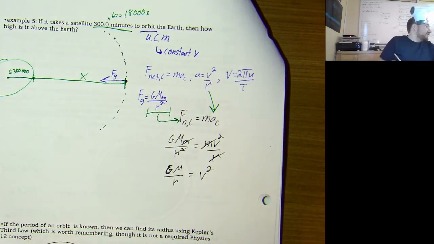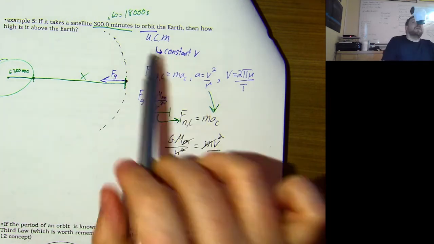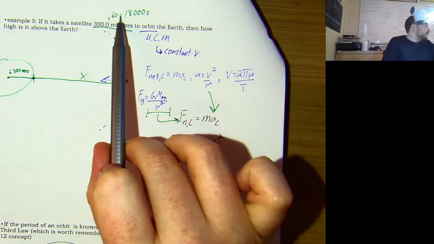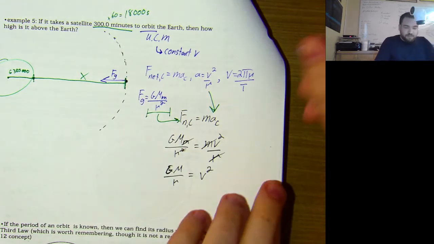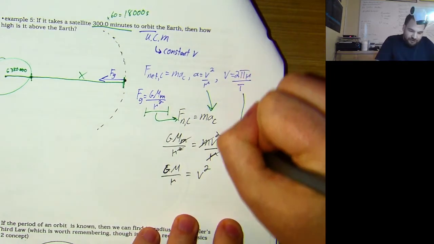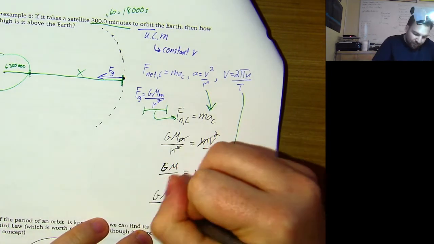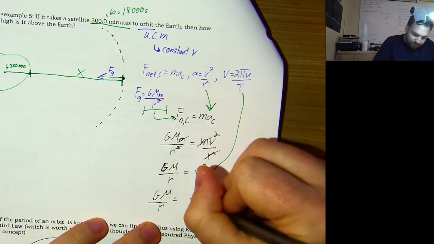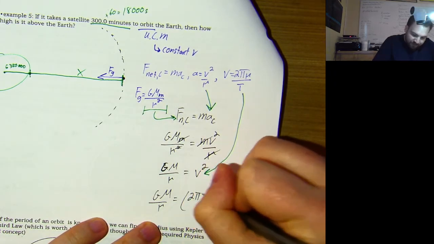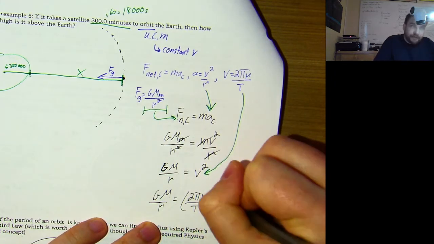Now, the suggestion that I heard, but I can't remember who it was from, is what we're going to do next. Suggest it again, whoever you were. Yeah, we don't have a velocity. We just have the time it takes to orbit. So this expression is going to go in here for v. And we're going to get that G M over r is equal to, in brackets, 2 pi r over big T, squared.